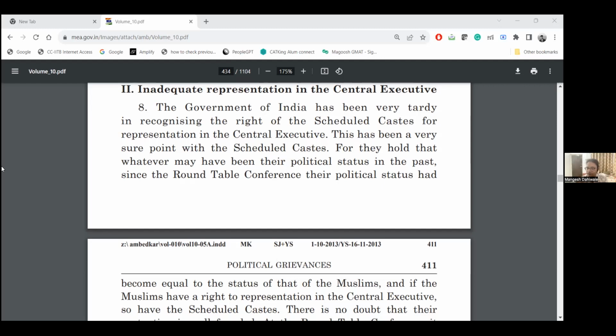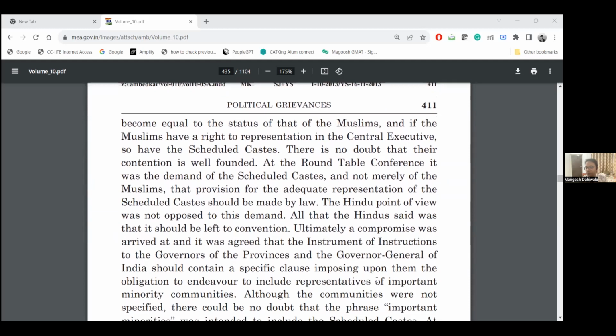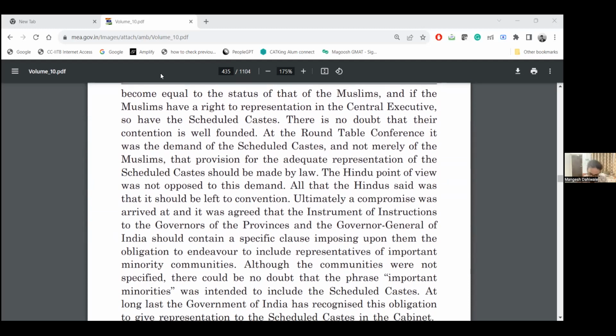This is a very important point: Babasaheb Ambedkar argued at the Round Table Conference for a minority status for the scheduled castes as a separate political group, having separate needs for their civil and political rights. And in this paragraph, he is making the point very emphatically that the scheduled castes form minority communities, and by virtue of that, there has to be a law for their adequate representation. It should not go by mere convention. The Hindus, particularly Gandhi, were arguing that it should be by convention, not by law. And Babasaheb Ambedkar says there has to be a law saying there has to be adequate representation. And then he says that a compromise was reached.